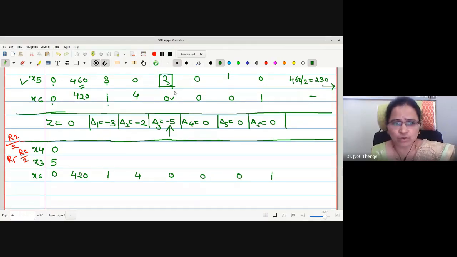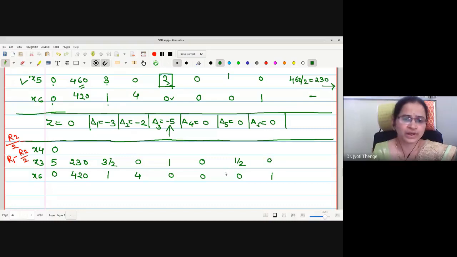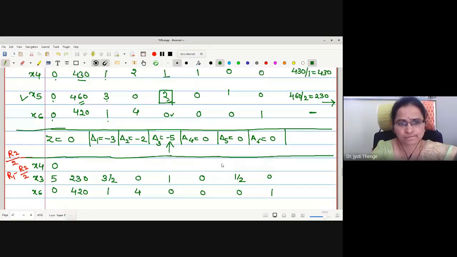What to do for the second row? Dividing by 2. Okay, let us divide by 2. 460 divided by 2 is 230. Here it is 3 by 2. Here it is 0, 1, 0, 1 by 2 and 0. Correct, na?